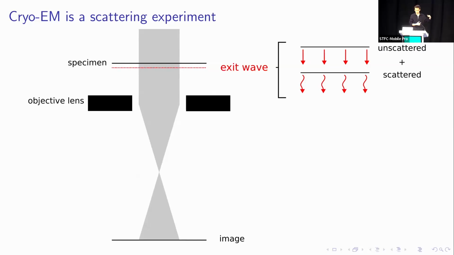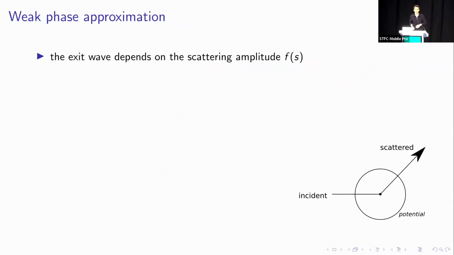And we observe in the image the intensity of the exit wave plus the effects of various aberrations, which we assume that we've corrected for by the time we get to the final map. So in order to understand image formation, in order to understand what we see in the micrographs that we get out of an EM experiment, we need a good model of this exit wave formation. And the model we use has several components.